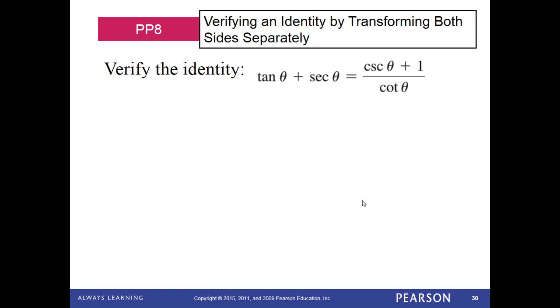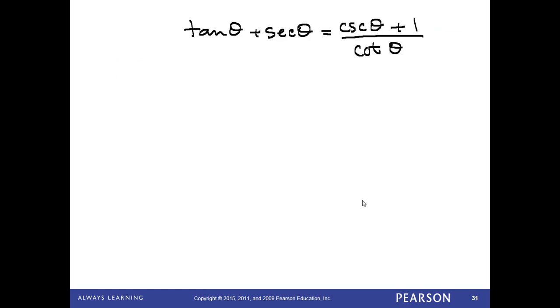Okay, next. Let's go with this one here. And notice that both sides are kind of complicated. So let's start off. Notice both sides don't have sines and cosines either.